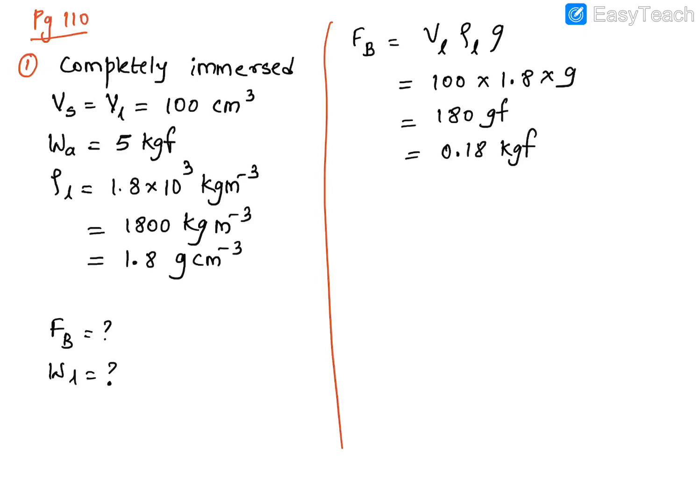What's the second part? Weight of the body in a liquid. So weight of that body in a liquid will be weight in air minus the upthrust. What's the weight of the body in air? It is 5. What is the upthrust here? 0.18. Subtract that, and you'll get 4.82 kgf. So that's your answer. Okay, done. This is very likely to come for your exams, guys. It can come for 3 marks in your exams.